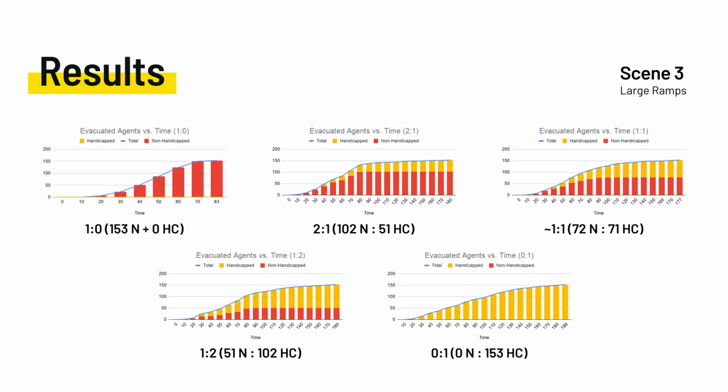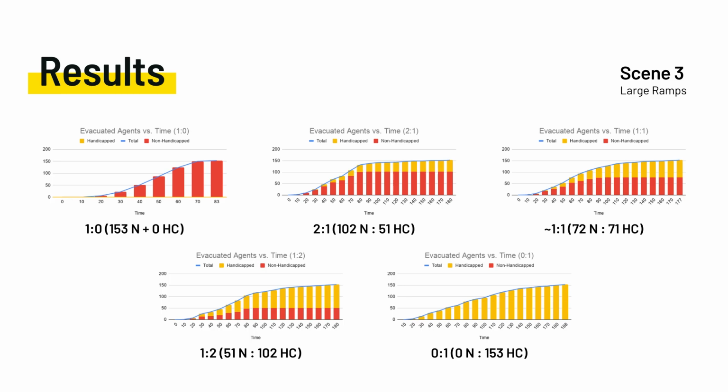And I'll be discussing the results for the third scene, the large ramp scene. So the large ramp scene stayed the same as previously, whereas the small ramp scene was modified to be a modified version of the large ramp scene instead of with smaller ramps. So in essence, it would have the same layout with smaller ramps.